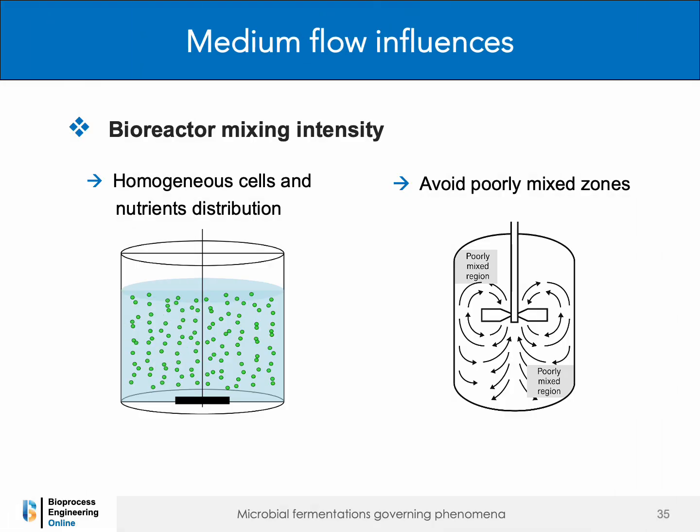The intensity and distribution of fluid velocities play a crucial role in fermenter performance, influencing several key aspects of the process. Firstly, they determine the mixing efficiency within the bioreactor. Effective mixing ensures a uniform distribution of cells, nutrients, and dissolved gases throughout the culture medium. This helps to prevent the formation of poorly mixed zones where local concentrations of oxygen and nutrients may be significantly reduced, potentially leading to suboptimal growth conditions and non-uniform product formation.